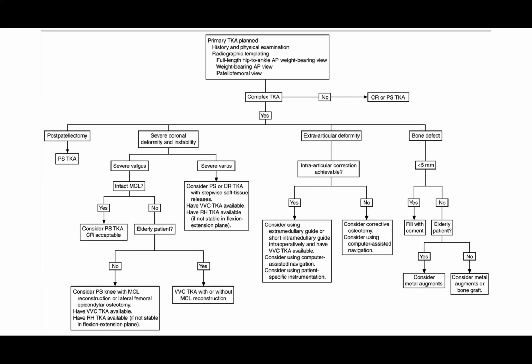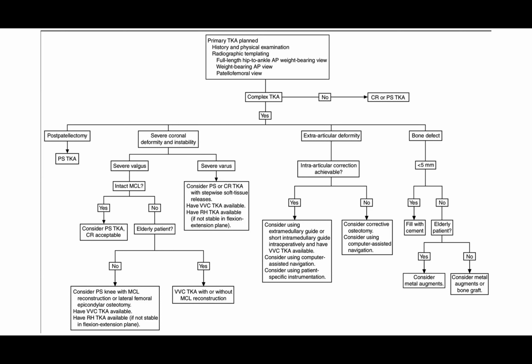If it's a straightforward TKA, the surgeon may opt for a cruciate retaining or a posterior stabilized implant. And if there is a complex TKA, such as when there is a severe coronal deformity, when there is a severe valgus, if the MCL is intact, consider a posterior stabilized TKA, and CR is also acceptable in some cases. And if the integrity of the MCL is lost and the patient is elderly, consider a varus valgus constrained TKA with or without MCL reconstruction.